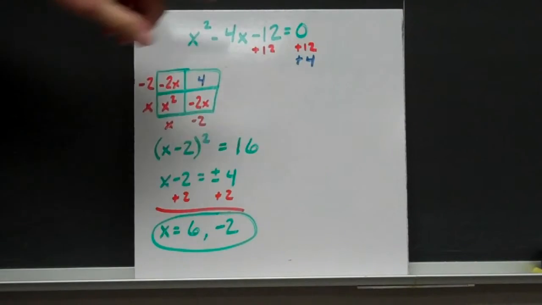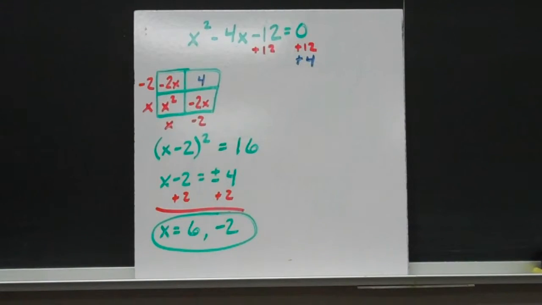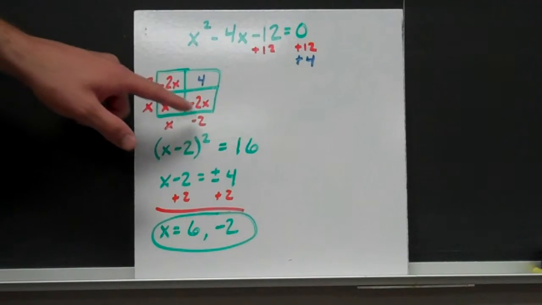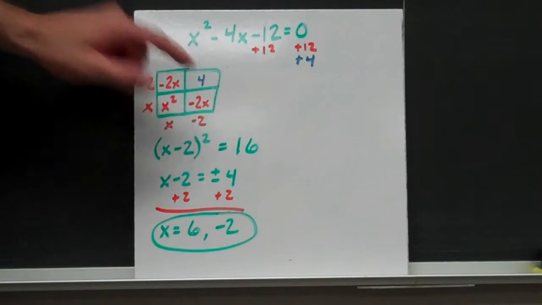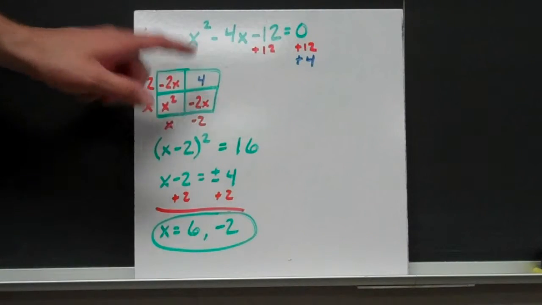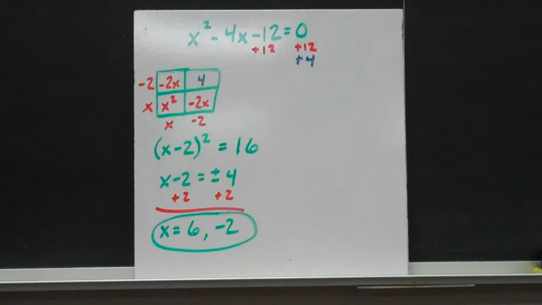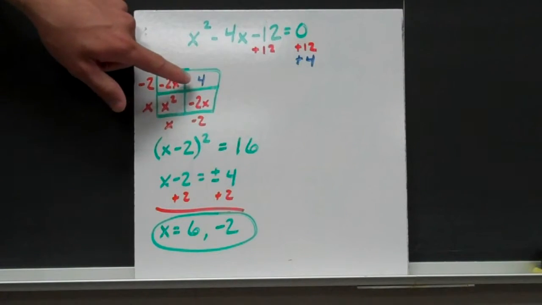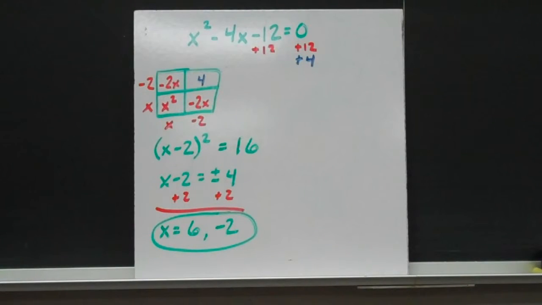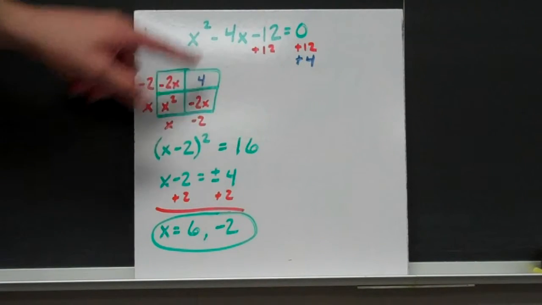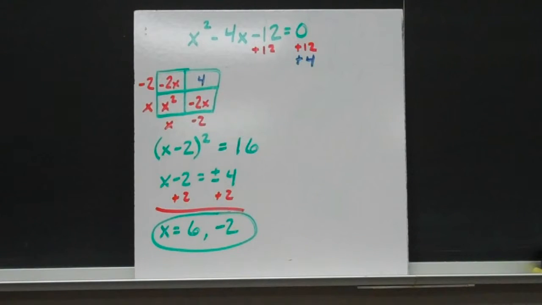What we want to do then is take this negative 12, because we're not going to use that to complete our square, and move that to the other side. So we're going to add the 12 over to the other side. But we do need to complete the square. So negative 2 times negative 2 is positive 4. But notice there was no plus 4 up here in this equation. So we've just added 4 to the left side of our equation. We have x squared, negative 4x, and now we just added 4 to the left side.